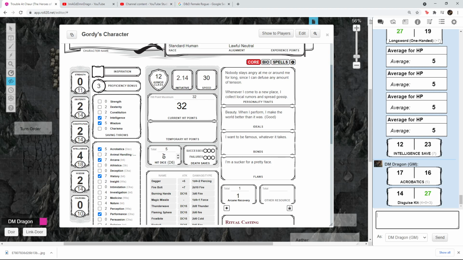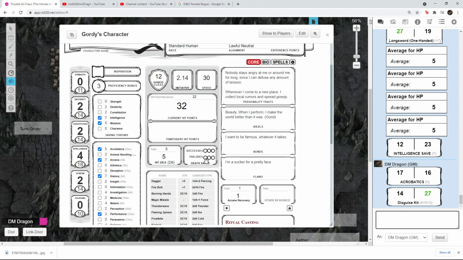Hit dice are used to heal yourself. If you take a rest, you can short rest. You can spend hit dice to gain back hit points. That's more complicated. We can talk about that if you have to rest.